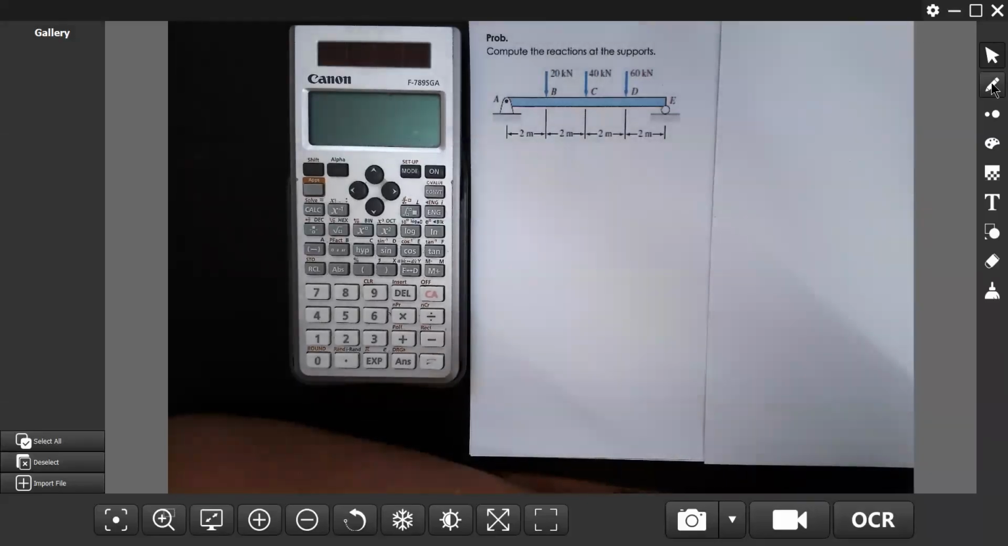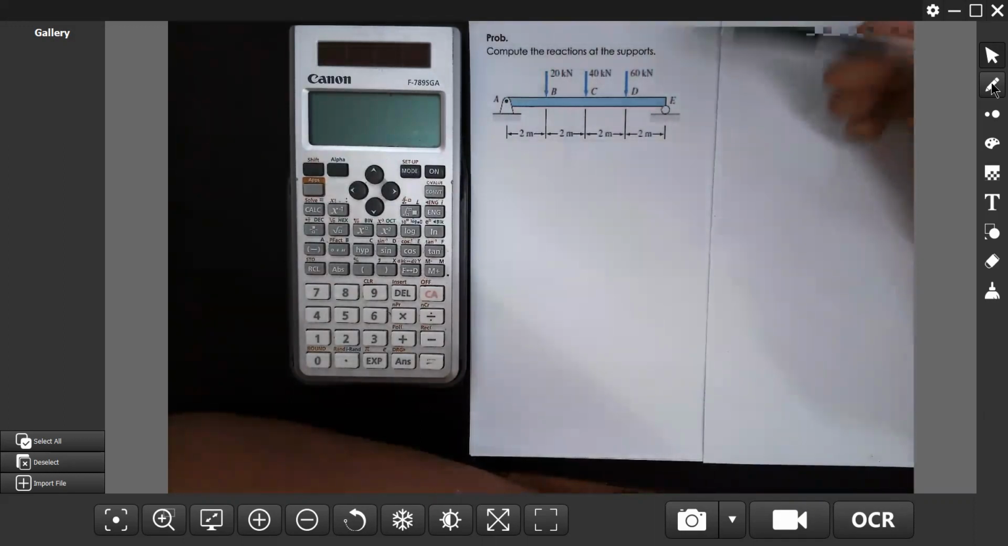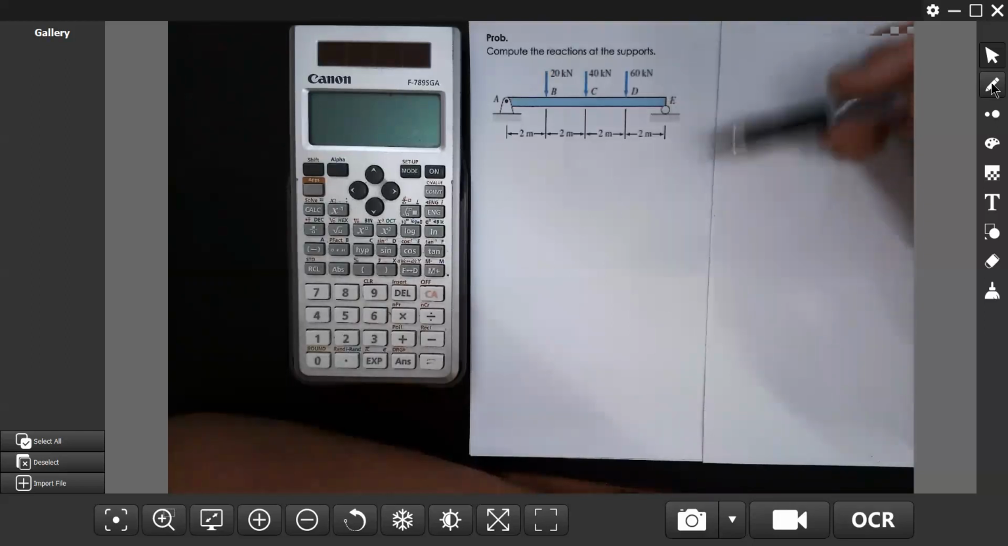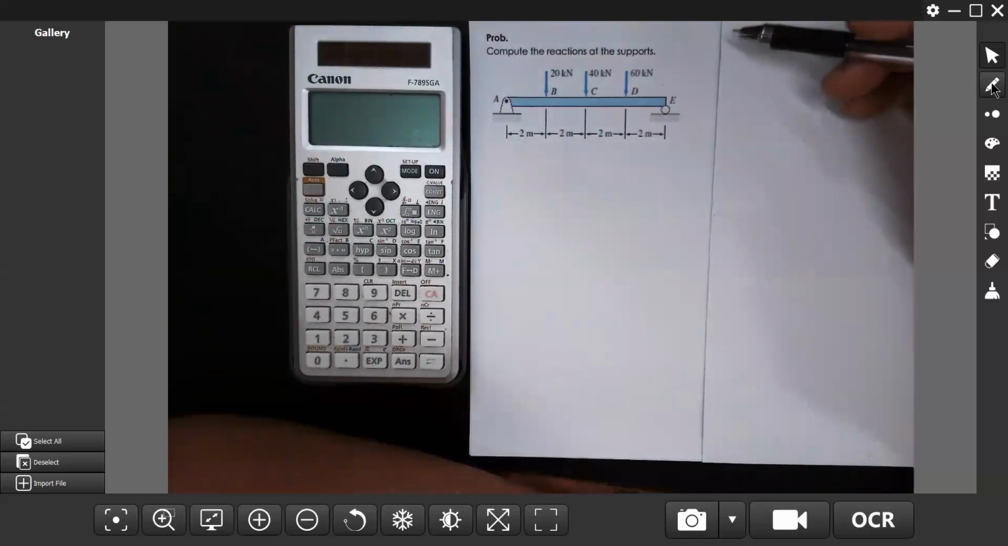The first step in analyzing a statically determinate beam or in drawing the shear and moment diagrams is to determine the reactions. And after drawing the shear and moment diagrams, you will know if the value of the reaction is wrong, if the value of the moment at the last point, like in this case, point E, if the moment at A is not equal to 0, or simply the moment diagram does not close.